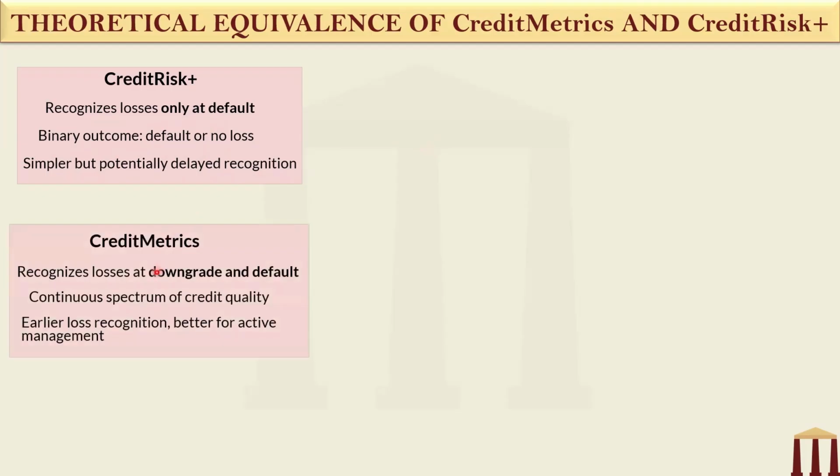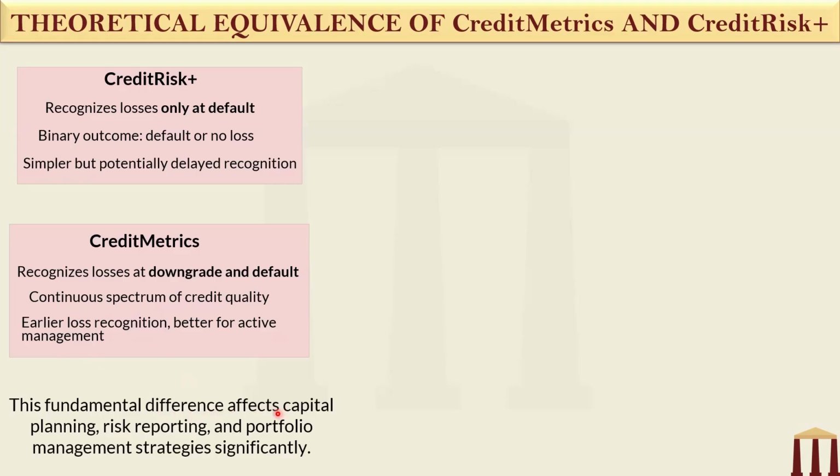By contrast, CreditMetrics recognizes losses continuously, both at downgrades and at default. It revalues the exposures as credit quality worsens. So even before an actual default, the portfolio reflects the economic loss from rating deterioration. This makes it better suited for active risk management and early warning purposes. So we can take the difference actually. If you see the fundamental difference, it affects capital planning, risk reporting, and portfolio management strategies significantly.